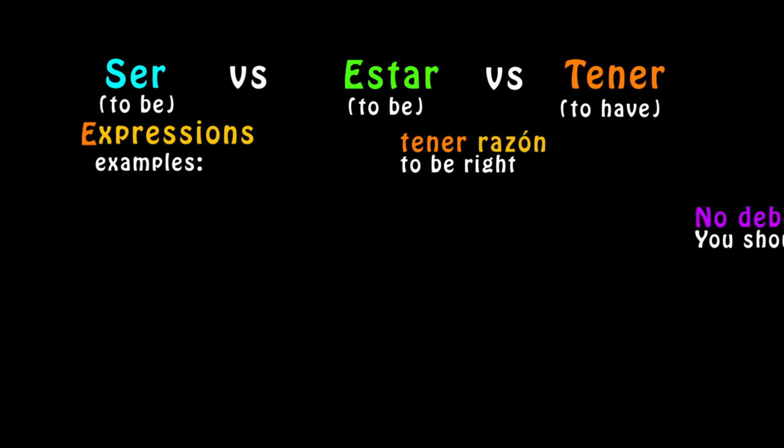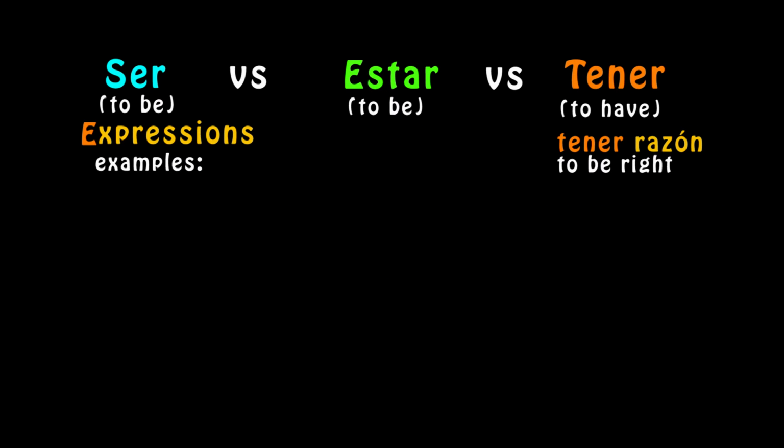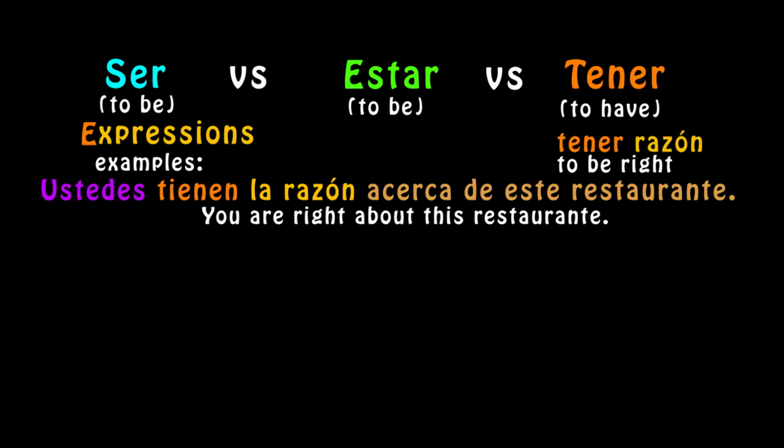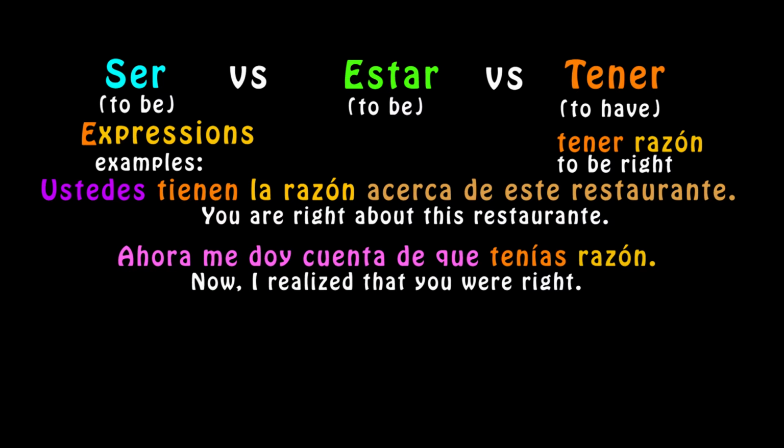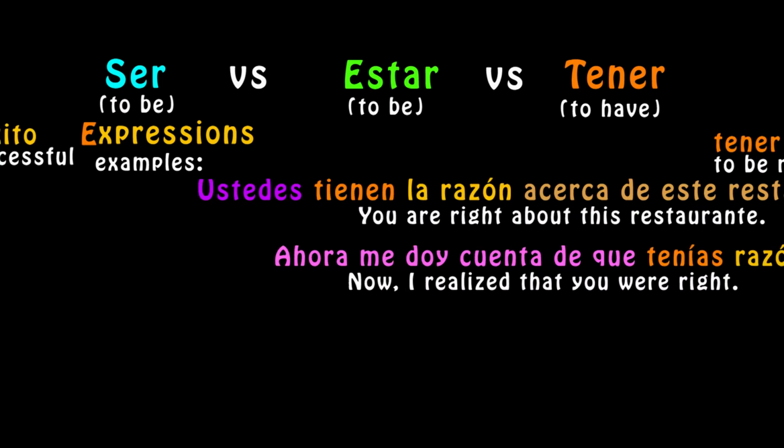Another example, tener razón, to be right. Ustedes tienen la razón acerca de este restaurante. You are right about this restaurant. Ahora me doy cuenta de que tenías razón. Now I realize that you were right.